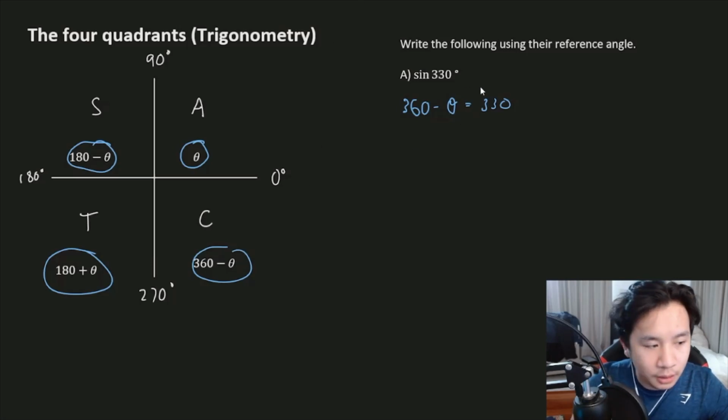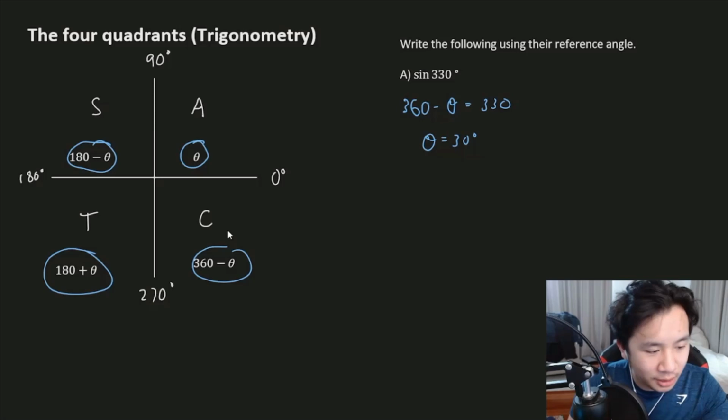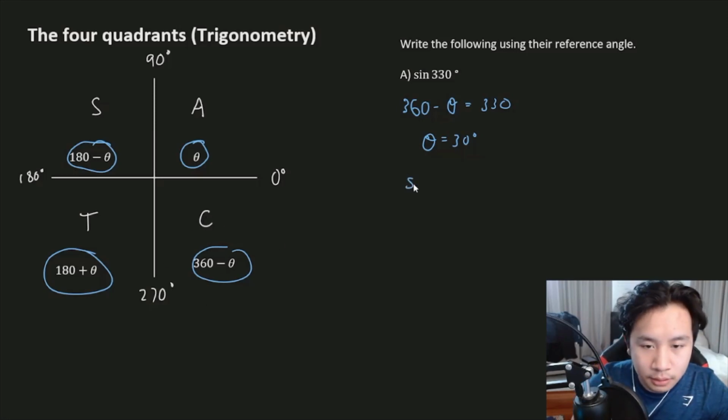So when we solve this equation, you should get theta is equal to 30 degrees. And so the last part is you want to figure out if sine is positive or negative here. Because this is cos, therefore cos is only positive in this quadrant. So sine 330 degrees is equal to negative sine of the reference angle.